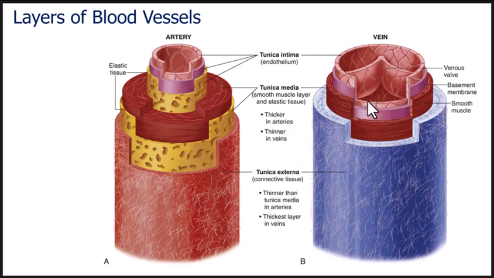The other thing I wanted to point out here that's very important is the presence of valves within veins. And when we talk about veins in more detail, you'll see why this is relevant. But these valves just help encourage one-way movement of blood upward toward the heart, preventing it from pooling in areas such as the lower extremities.